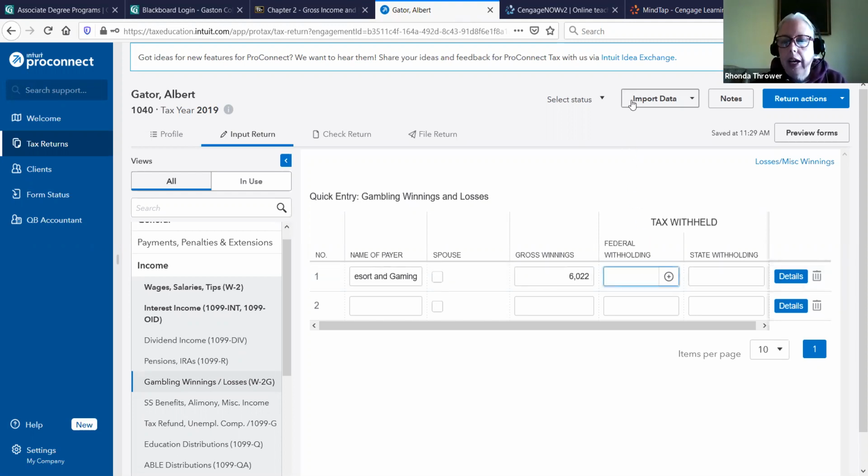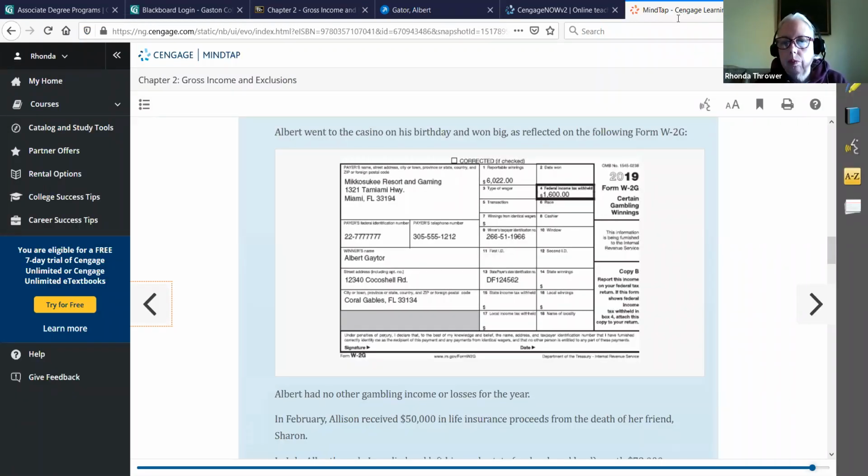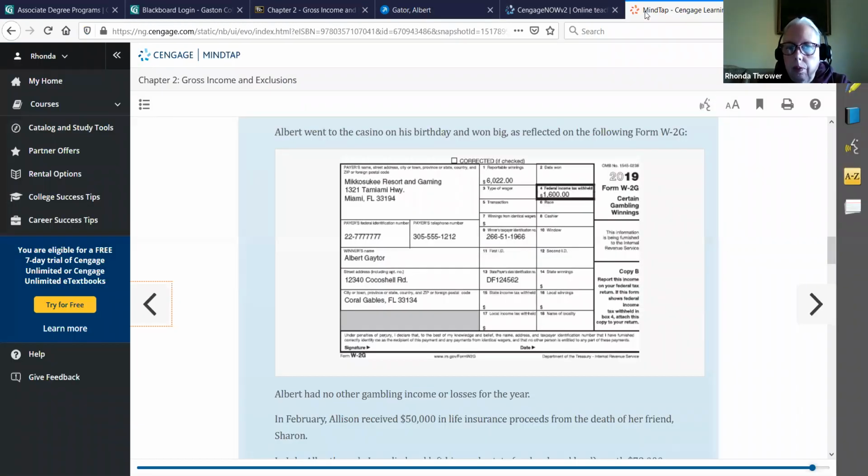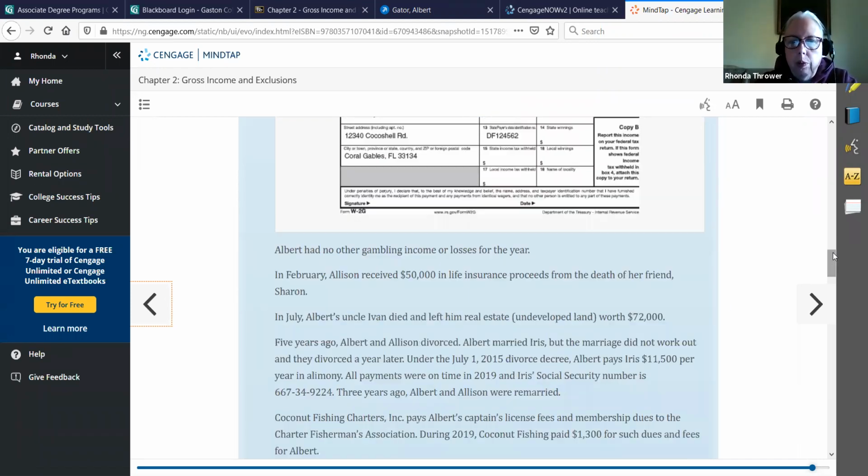Now let's check to see if he had any withholding on those gambling winnings. Okay, he had $1,600 in withholding on the gambling winnings. I don't see any other withholdings for this customer. Not customer, but this winner. All right, in the next part of the problem, it says Albert had no other gambling income or losses for the year.